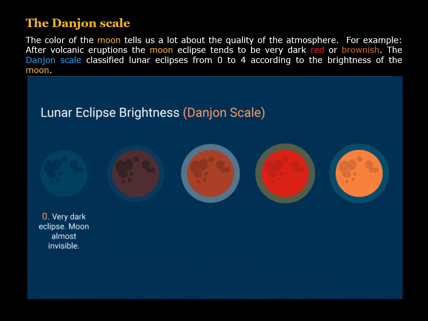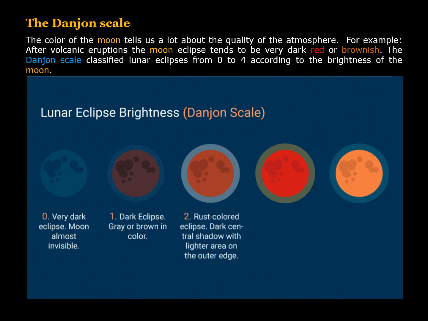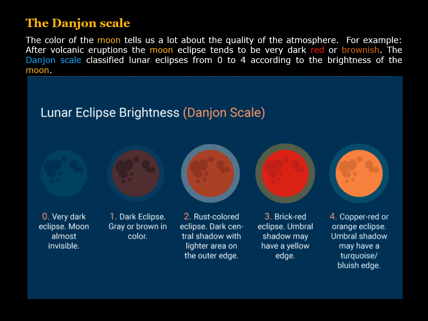0, very dark eclipse. Moon almost invisible. 1, dark eclipse. Gray or brown in color. 2, rust-colored eclipse. Dark central shadow with lighter area on the outer edge. 3, brick red eclipse. Umbral shadow may have a yellow edge. 4, copper red or orange eclipse. Umbral shadow may have a turquoise/bluish edge.